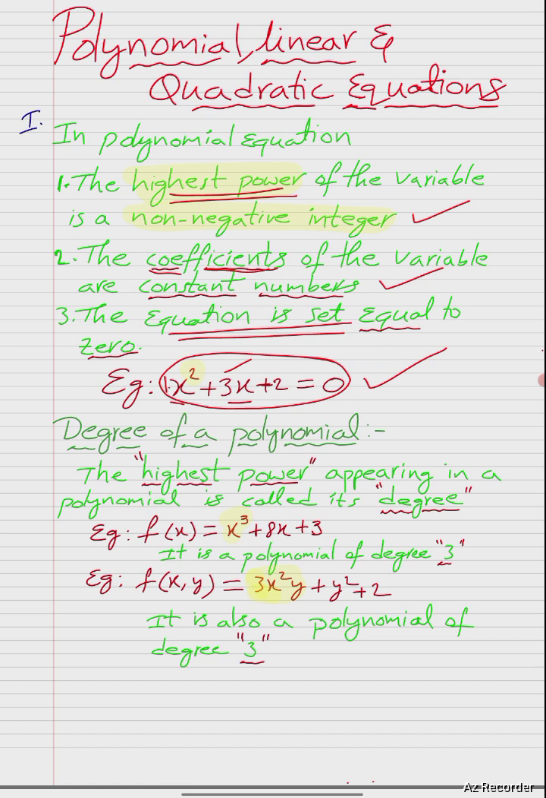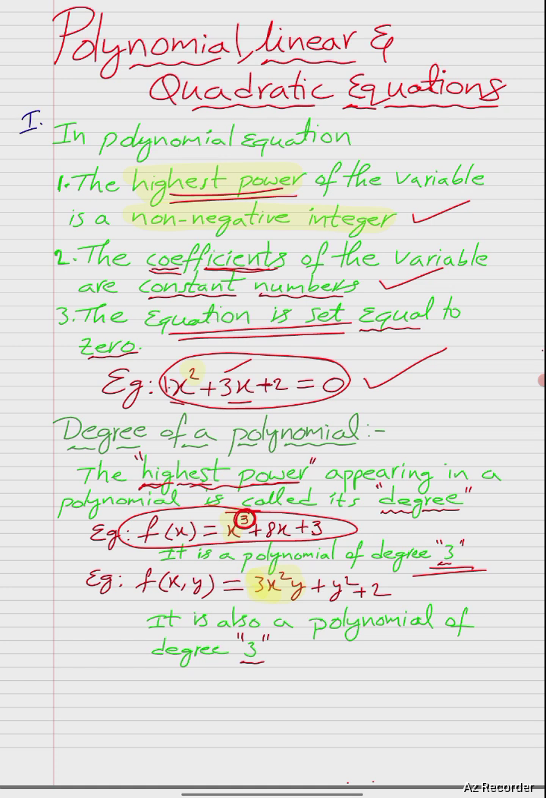Okay. Now, what about the degree of a polynomial? How can we define degree? Degree is the highest power appearing in a polynomial. So here I have provided one more example. f of x is equal to x cube plus 8x plus 3. In this, the highest power appearing is 3. So the degree of this polynomial is 3.